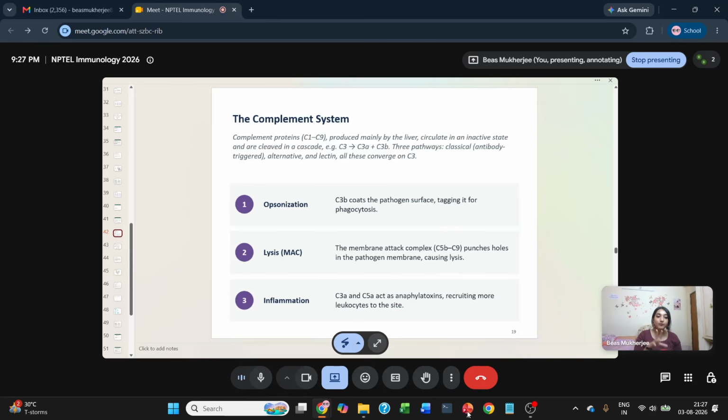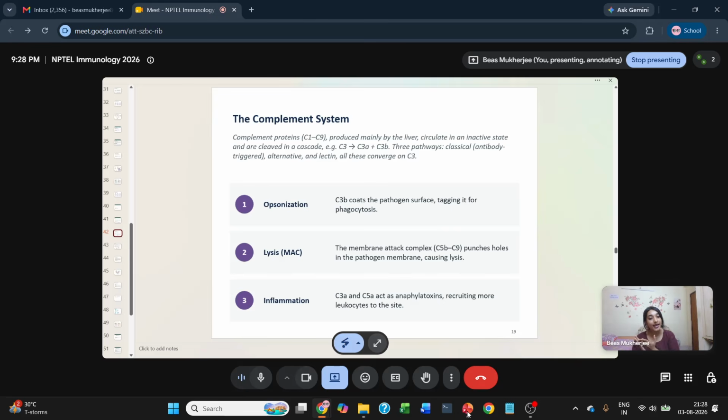Okay, now C3b, C5b, C6, C7, C8, C9, all of these together come and form a big tunnel. Okay, they're forming this hollow tunnel, and let's say this is the pathogen infected cell, it goes and sits on this cell and it ruptures it and causes cell lysis. So this is called the membrane attack complex. This entire tunnel is called the membrane attack complex.